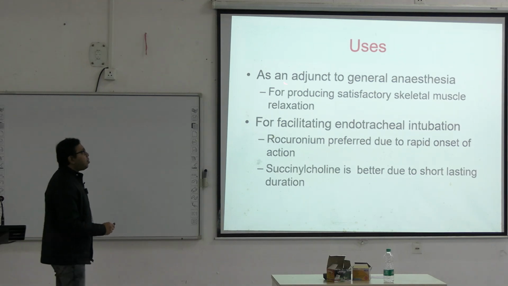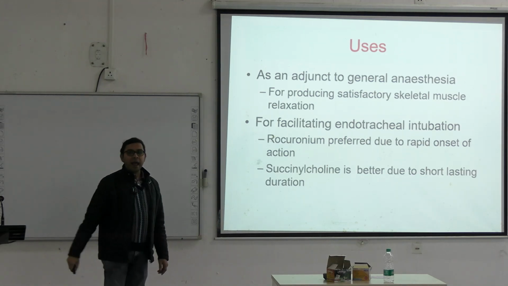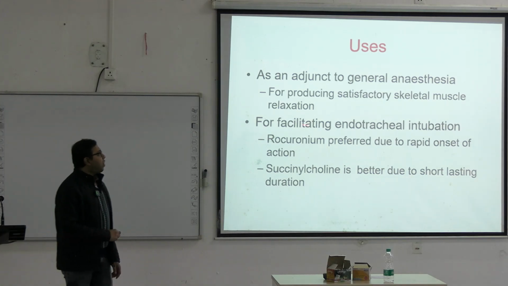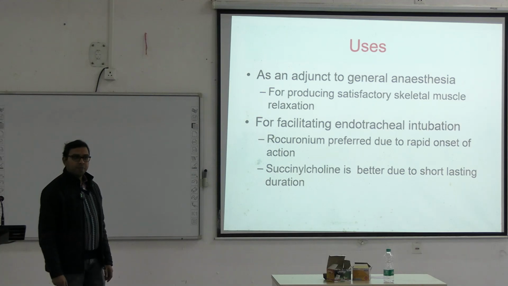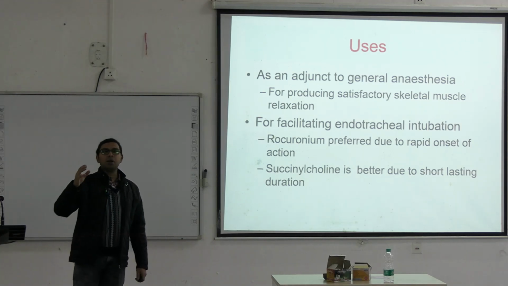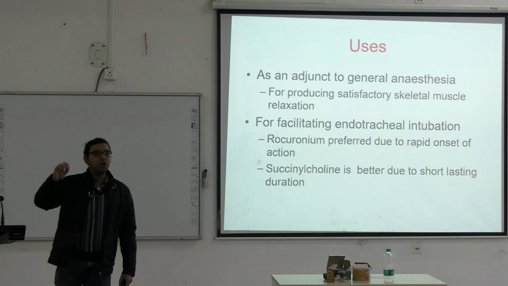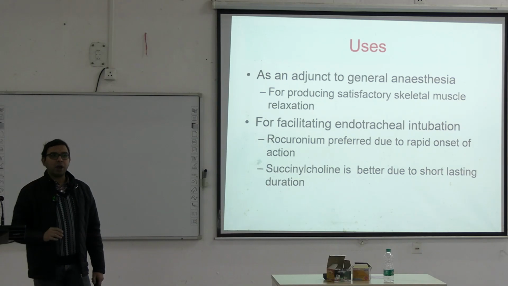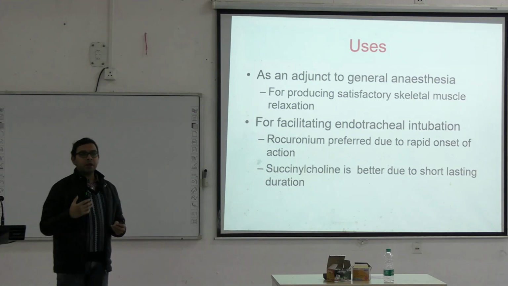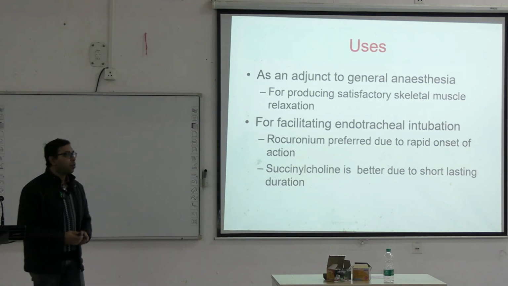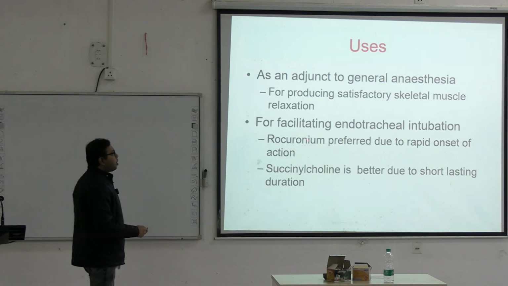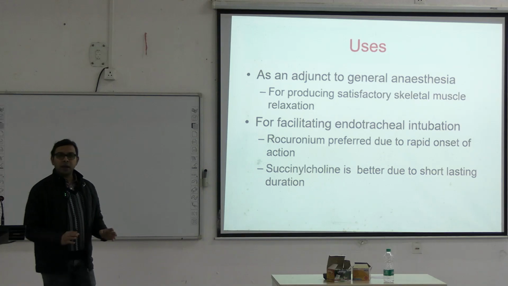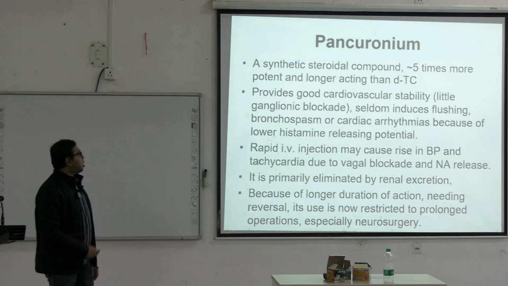Where they are used, we have already discussed: mainly as an adjunct to general anesthesia for producing satisfactory skeletal muscle relaxation, and for facilitating endotracheal intubation. This is very common, for example if the patient is going onto the ventilator, we have to intubate endotracheally. If the patient is to be given general anesthesia, we have to give endotracheal intubation. If the patient cannot breathe on their own, we have to intubate. In those cases, usually Rocuronium is preferred due to its rapid onset of action. Apart from this, we can also use Succinylcholine, which is a depolarizing muscle relaxant.